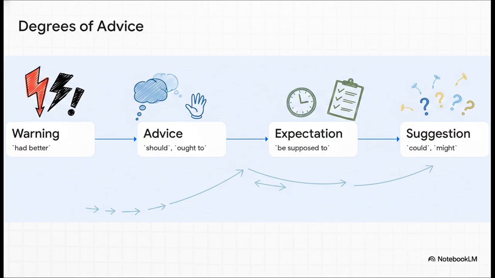We start up high with had better, which is basically a warning, like you'd better not be late or else. Then it softens a bit to should and ought to for good advice. Down another step is be supposed to, which is all about what's expected of you. And finally, we land on the softest level with could and might. These are just friendly, no pressure ideas.